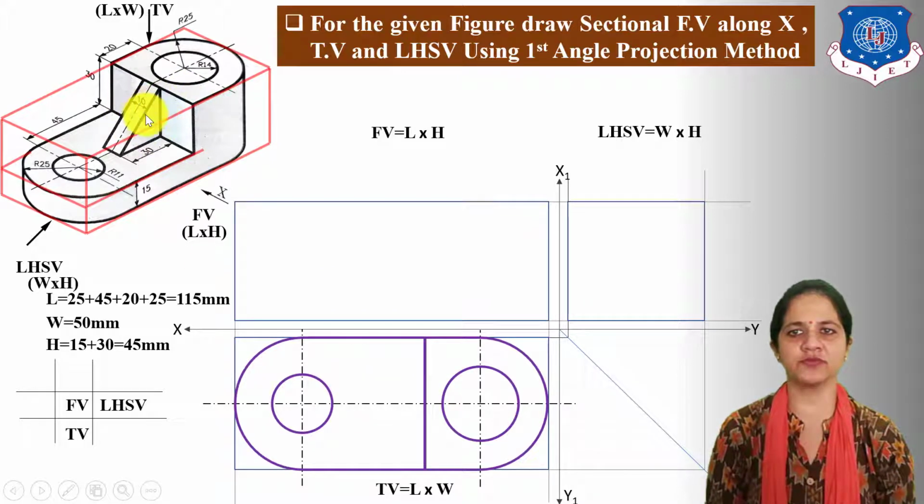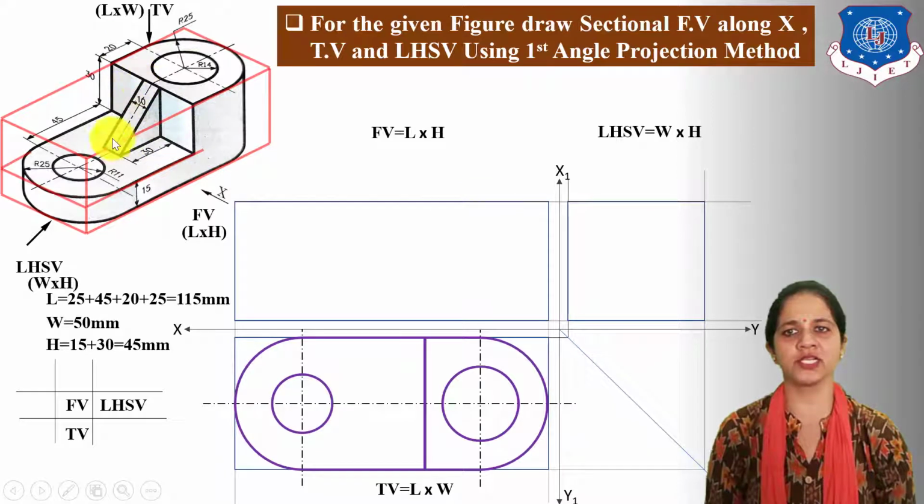Next, draw the projection of this triangle portion. This triangle portion is known as a rib. A rib is used to provide extra support. Here, the width of the rib is given 10 mm and the length of the rib is given 30 mm. From the top direction, we cannot see height, so the projection of the rib is like a rectangle strip. So, take 30 mm length and 10 mm width from this horizontal center line and complete the projection of the rib in the top view.